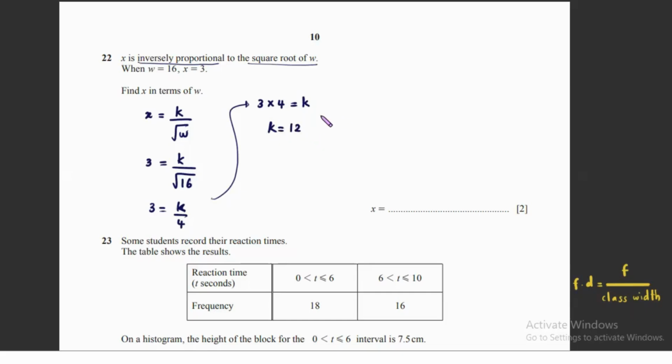Now that the value of k is known to us as 12, I can now write the equation as x is equal to 12 over the square root of w. So we need to find x in terms of w, where we need to isolate x, and the w should be there in our answer. So this is going to be the answer. Let's move on to question 23.